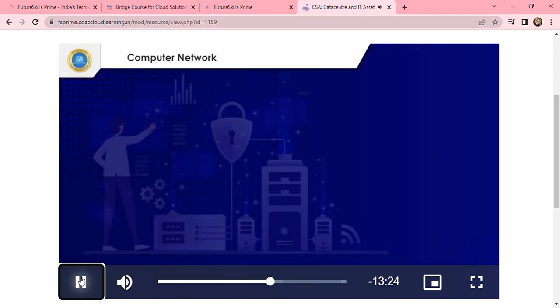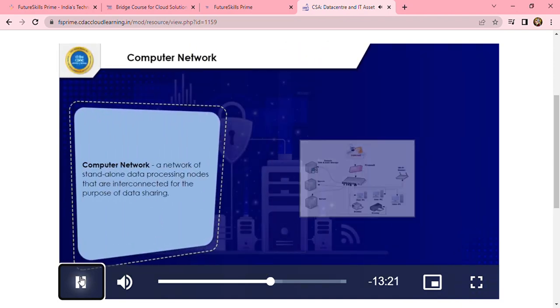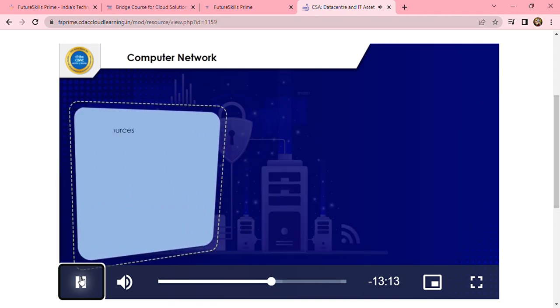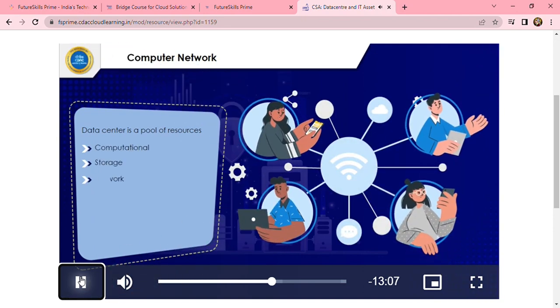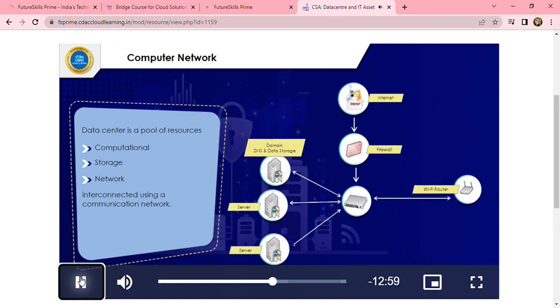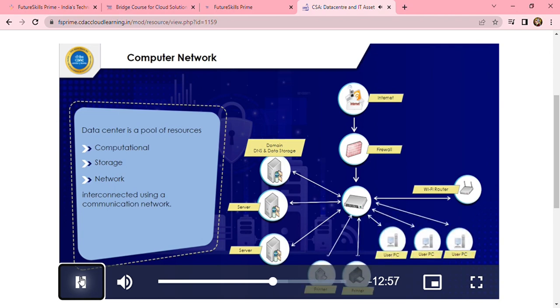Computer network: a network of standalone data processing nodes that are interconnected for the purpose of data sharing. A data center is a pool of resources, computational, storage, and network, interconnected using a communication network. The data center network, DCN, holds a pivotal role in a data center, as it interconnects all of the data center resources together. DCNs need to be scalable and efficient to connect tens or even hundreds of thousands of servers to handle the growing demands of cloud computing.